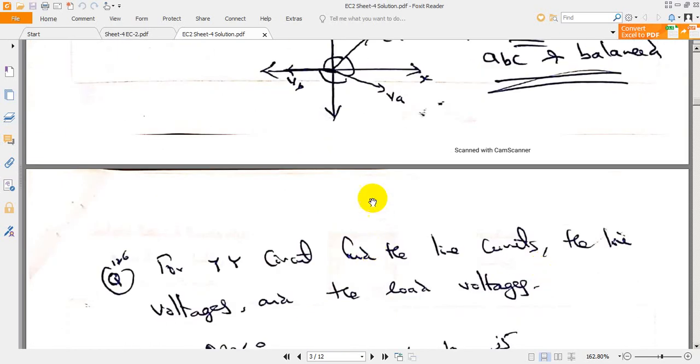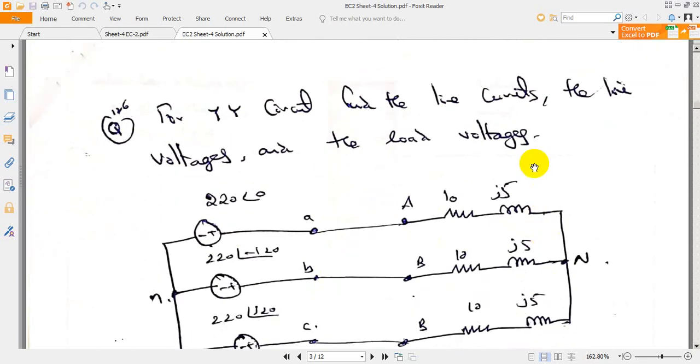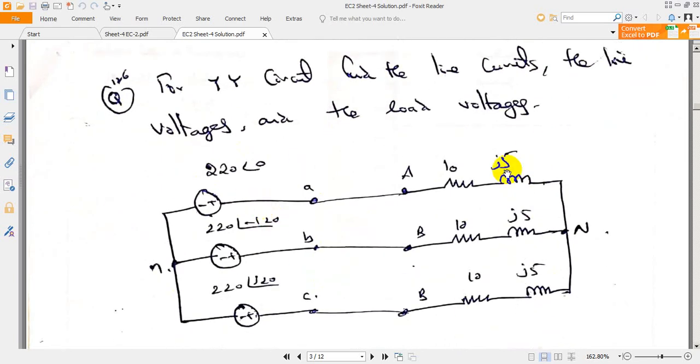Coming to the second question. For the YY circuit, find the line currents. It means we have a Y power supply and a Y load. What do we mean by YY connection? The similar ends are short circuited. The negative ends of the power supply are short circuited, and all the positive ends are connected to the load, and the load is also in star form. Similar ends are shorted together. Such a connection is called a Y-Y connection. The source is in Y and the load is also in Y.